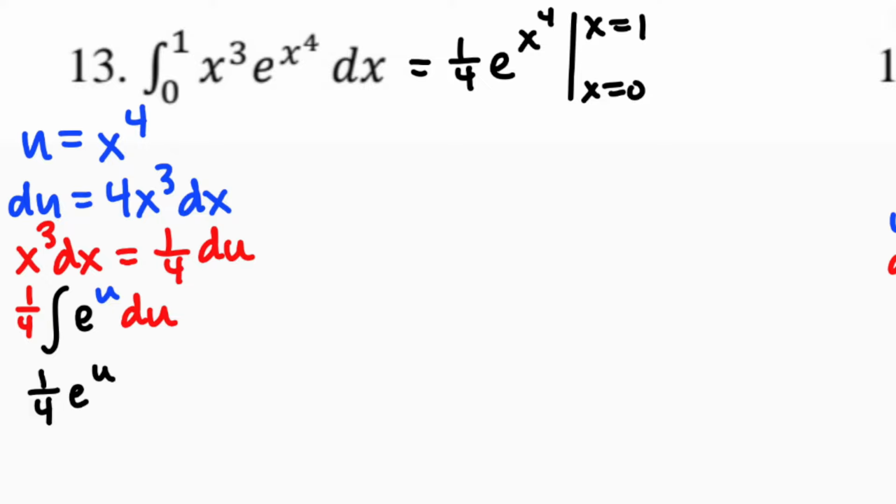Okay, and when x is 1, this is 1/4 e to the 1, and when x is 0, this is just 1/4 of e to the 0, which is just 1/4. So 1/4 e minus 1/4.